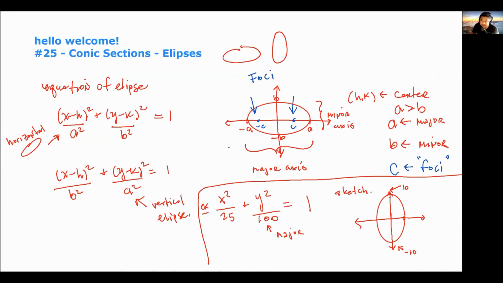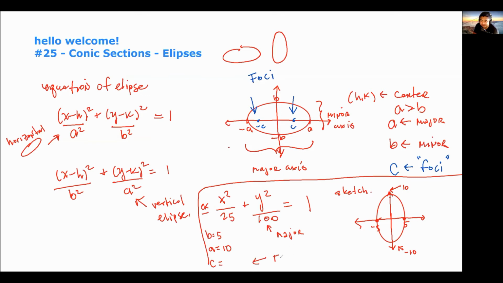All right, Hanson, what's this and what's this? Cool. 5 to the right, negative 5 to the left. We could see that B is 5, A is 10. We still have one other thing to find, something called the foci. I need to know what C is.